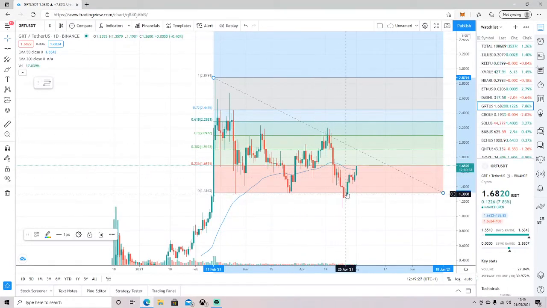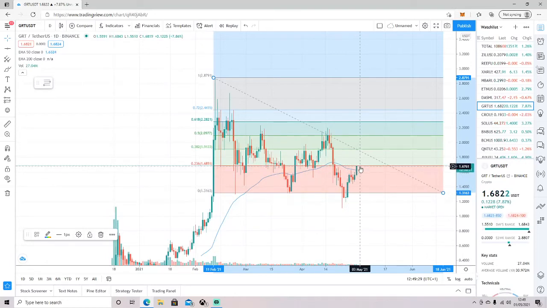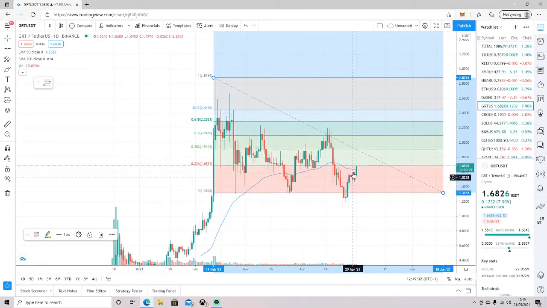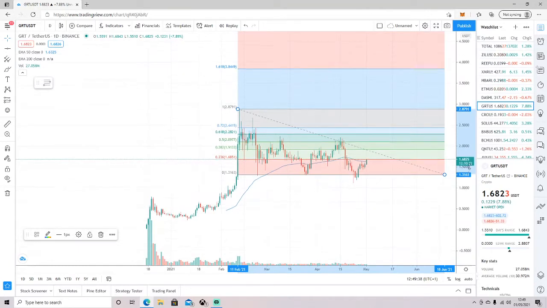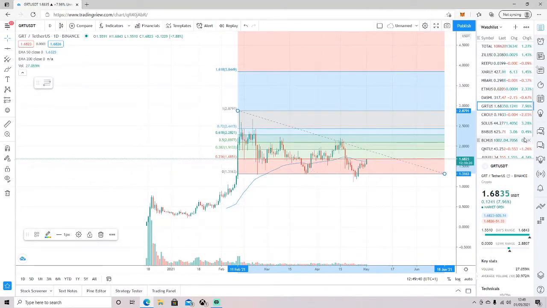From that wick on this recent move, I obviously drew this fib in before when it came down to there. Yeah, it broke out just below, but now we're looking to break above that 0.236 level. So if we do get a candle close above that, I could see some bullish movement for Graph. It's also now broken above the 50-day moving average. It's the second bit of bullish confirmation there.